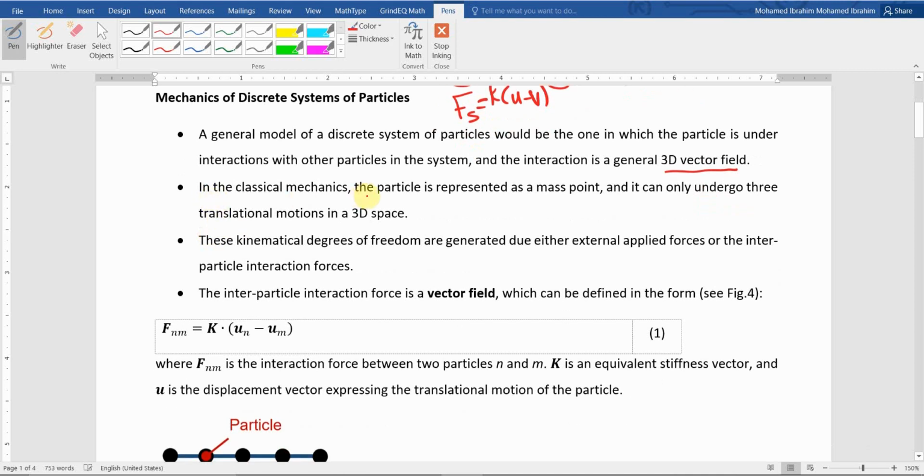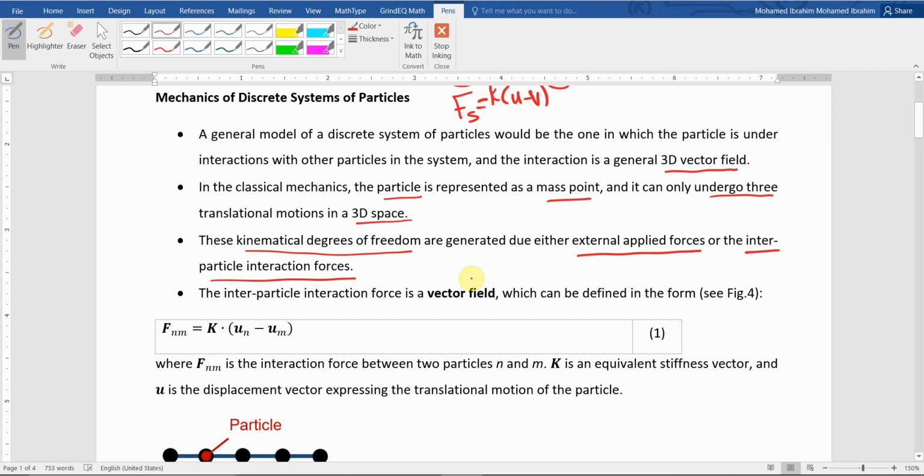According to classical mechanics, as we mentioned many times, the particle is a mass point and it can only undergo 3 translational motions in 3D space. That's why there are only 3 equations of motion. These kinematical degrees of freedom of the particle are generated by either external applied forces over the system of discrete particles, or internal interaction forces that are generated between the particles themselves.